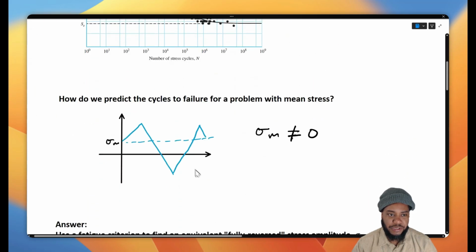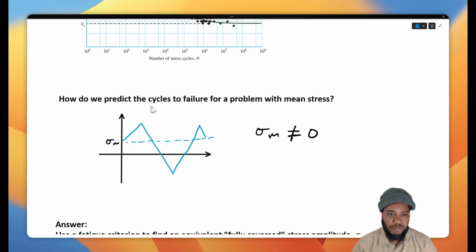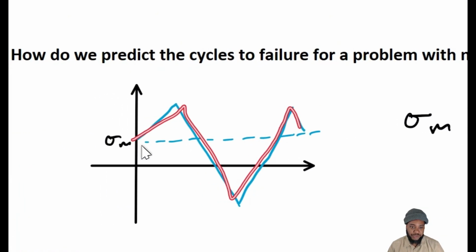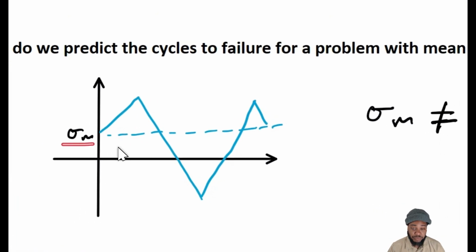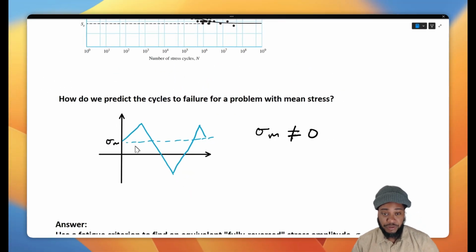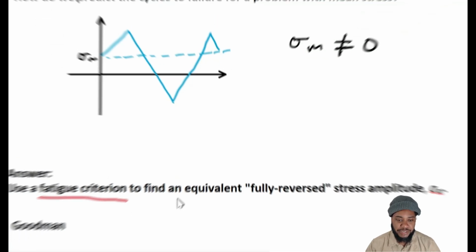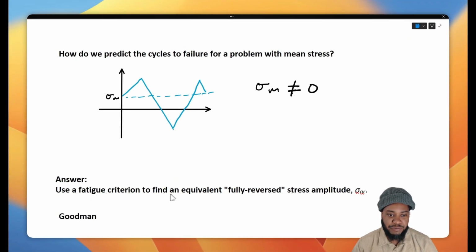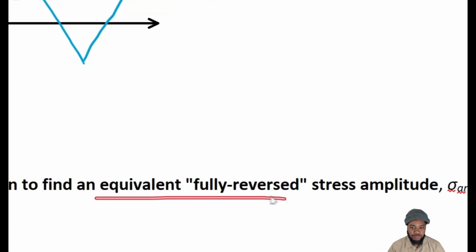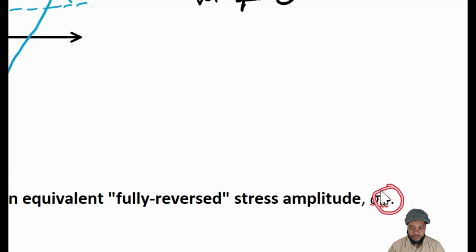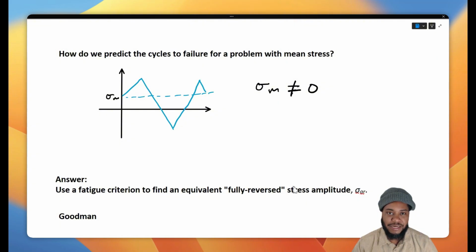Now let's ask ourselves, well, if the data that we have is fully reversed, how do we solve a problem where we actually have mean stress? If we were doing a fatigue test with mean stress, how do we predict the cycles to failure if all the data we have is fully reversed? And the answer here is for us to use a fatigue criterion and to modify that fatigue criterion to help us find an equivalent, fully reversed stress amplitude. A stress amplitude that is equivalent to being fully reversed so that we can find the cycles to failure.